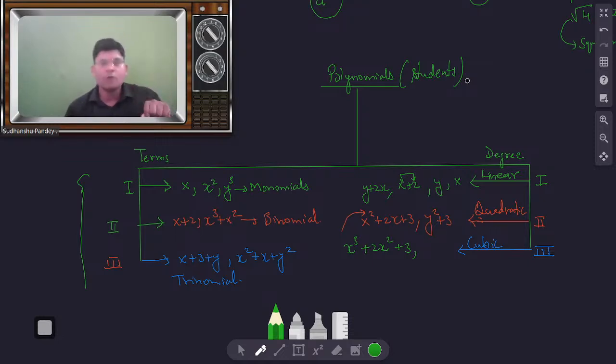So monomial is also a polynomial, binomial is also a polynomial, trinomial is also a polynomial. But if you are having more than 3 terms, there is no different name for it. But those are known as polynomials.